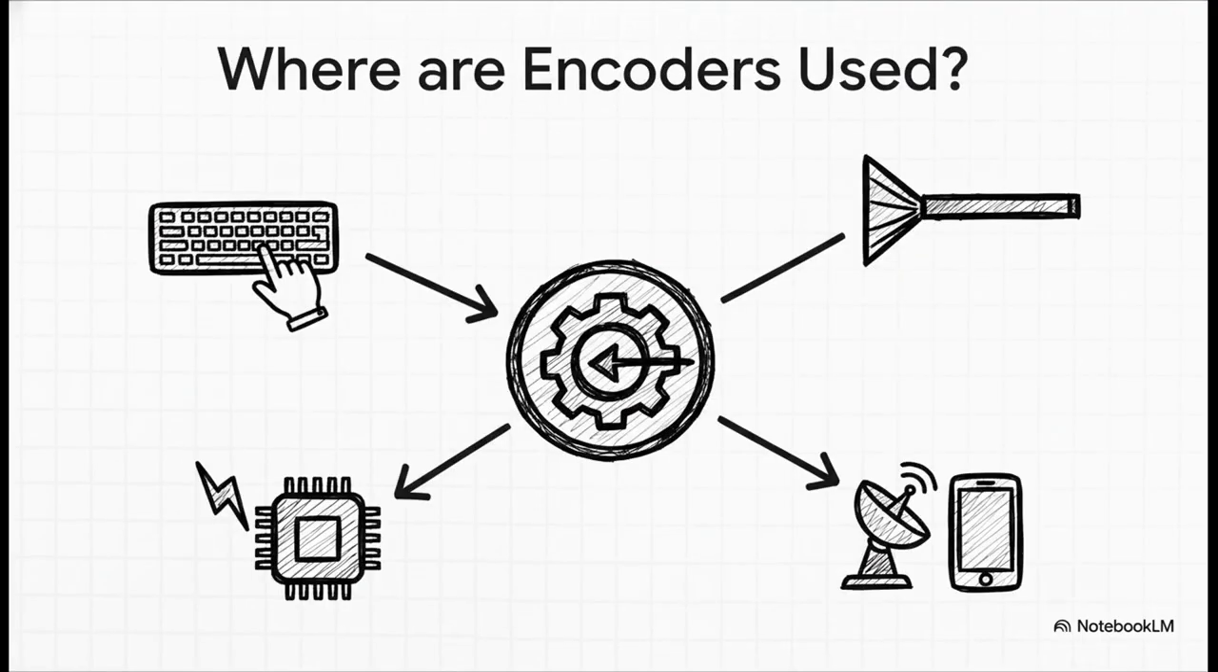So where do these guys live? Well, the most obvious place is your keyboard, right? Every single key you press is being turned into a binary code by an encoder. But they're also absolutely critical for things like data compression. They help shrink down big files so we can send them over the internet, making everything from streaming video to sending an email way, way more efficient.